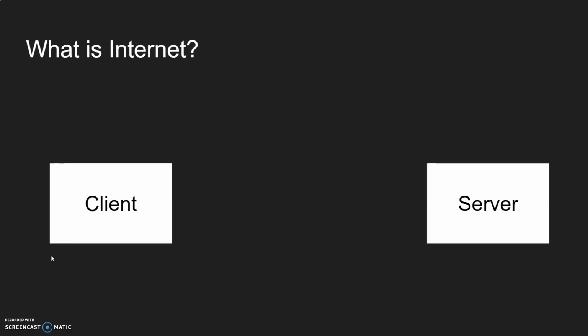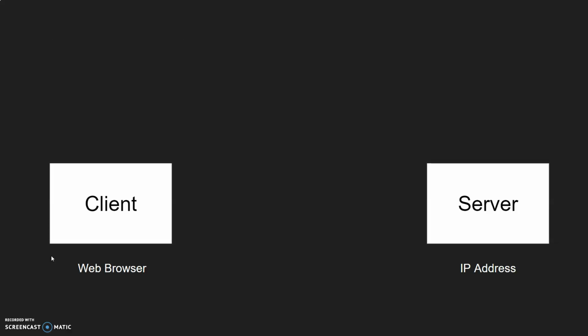So there are two machines involved in using an internet. Basically two, and we can have multiple systems. Well, we are not bothered by how multiple systems communicate right now, but we are only going to concentrate on how two systems communicate when we are actually using an internet. So the one is client and the second one is server. A client can be a web browser and the server could be an IP address.